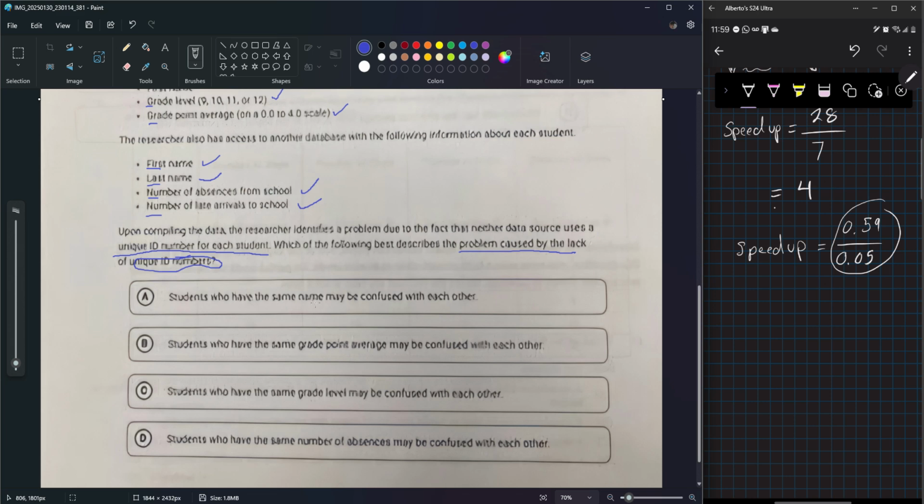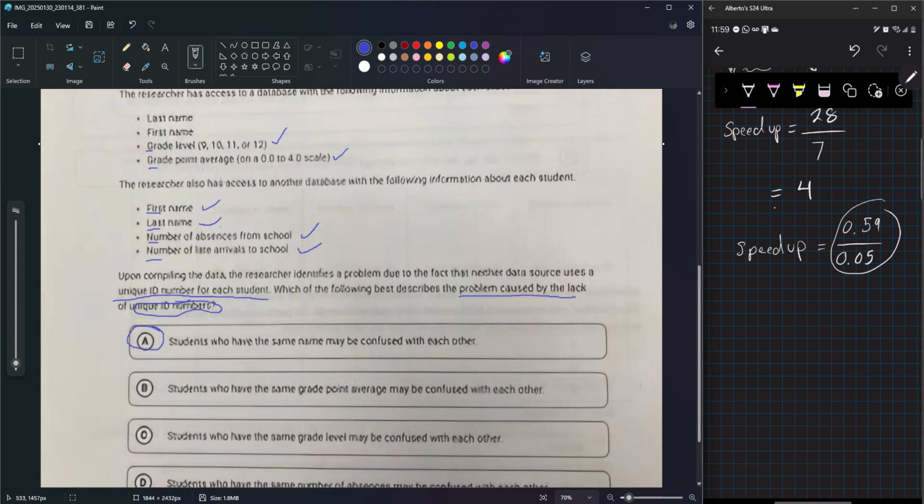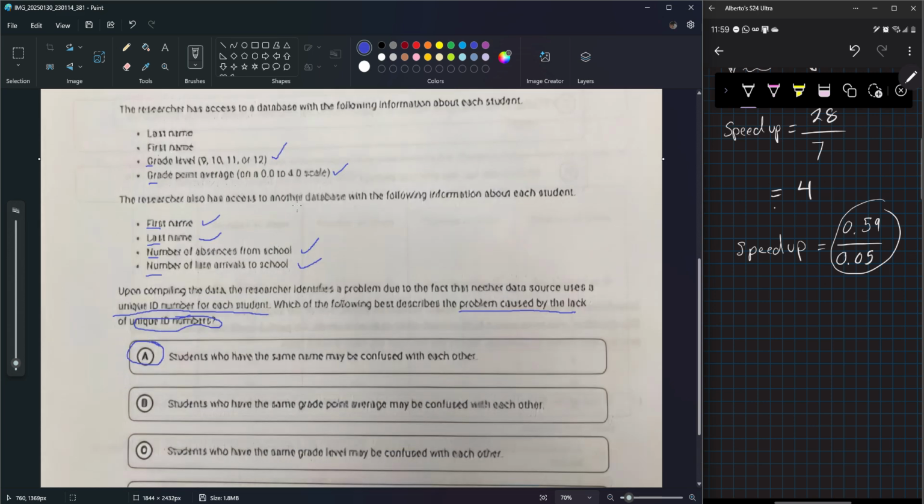Students who have the same name may be confused with each other. Yeah. Students who have the same grade point average? No. Students who have the same grade level may be confused with each other? No. Students who have the same number of absences? No. It's if you have the same name, right? Because then, since there are two different databases, how do you know which one is which?